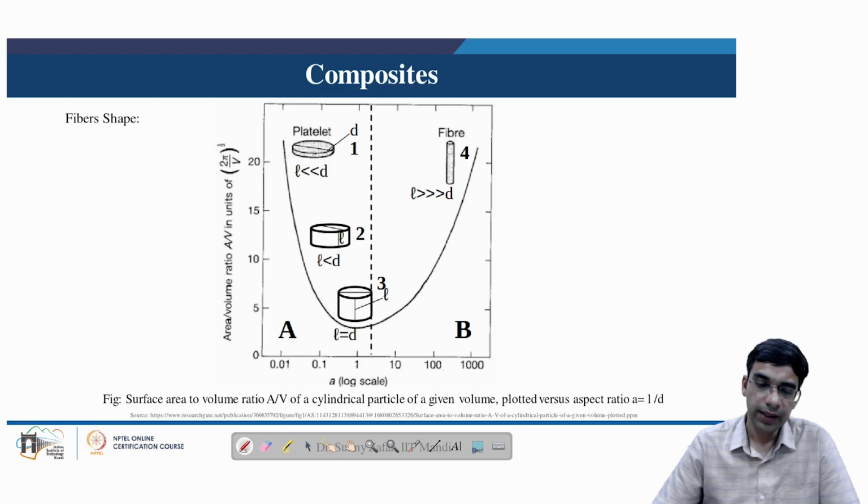If we look at this ratio of area to volume, we see that as we move from the platelet to the fiber, the fiber has the maximum area to volume ratio, where the length to diameter ratio is maximum, especially with continuous fibers.